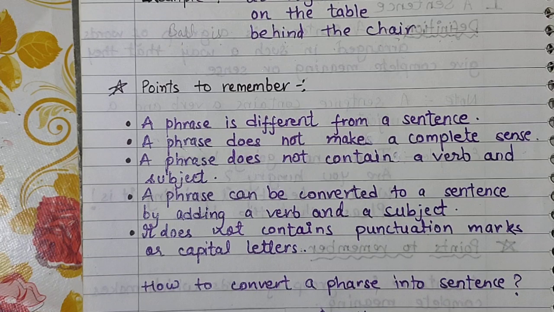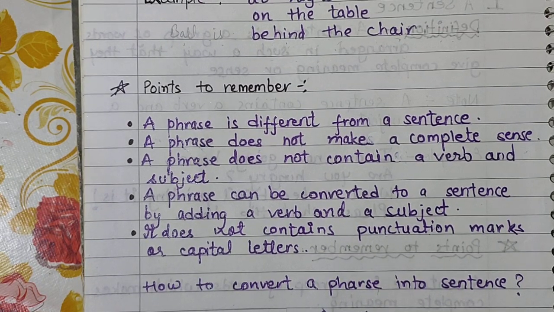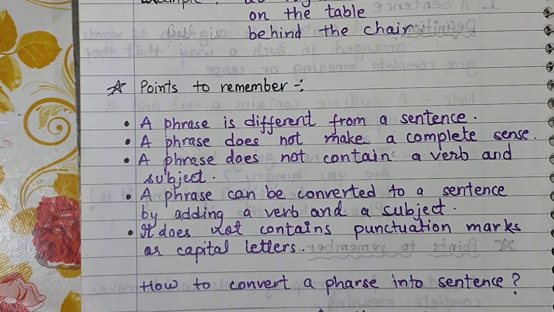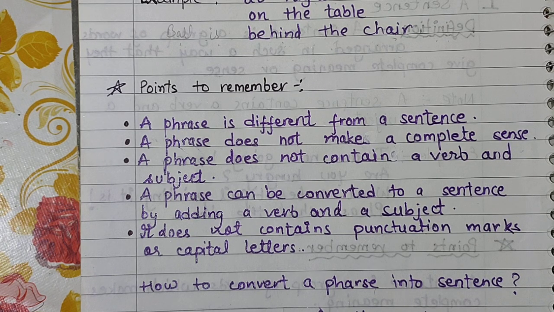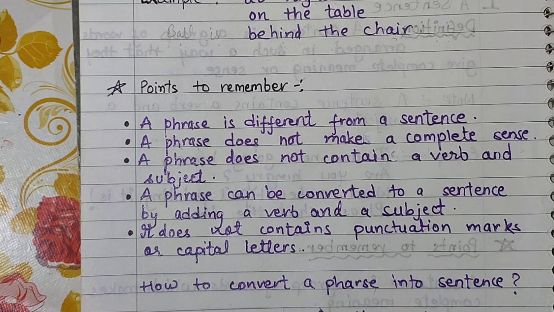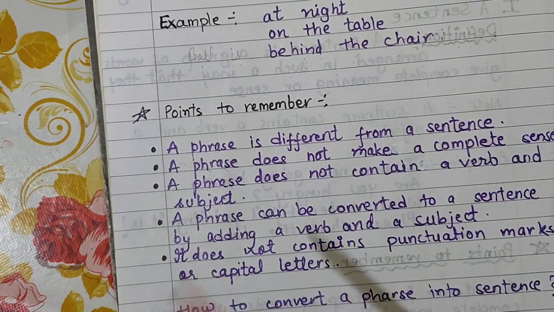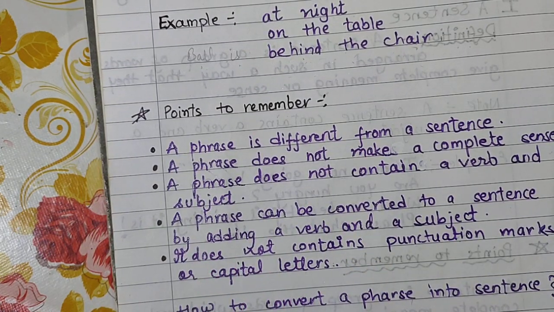Because if you will say that phrase is also a group of words and sentence is also a group of words. Yes, this is true that phrase and sentence both are group of words, but phrase is a group of words which makes incomplete sense or which does not make complete sense, and sentence is a group of words which gives us complete sense or complete meaning. All right, so that's why phrase is different from sentence.